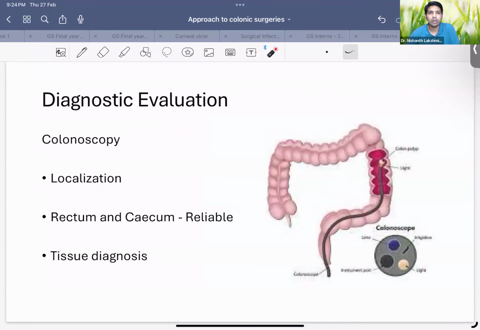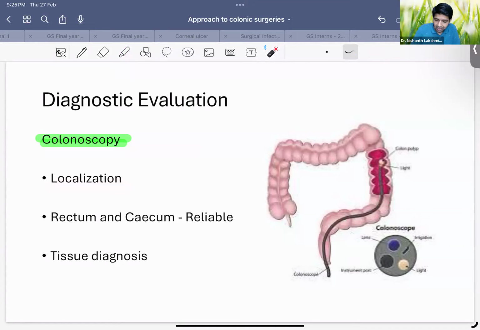Now moving on to diagnostic evaluation. The most important step is colonoscopy. First you will do a colonoscopy. The idea of colonoscopy is for localization, to know which part of the colon the tumor is in. The tumor can be in the splenic flexure, transverse, hepatic, wherever it is.